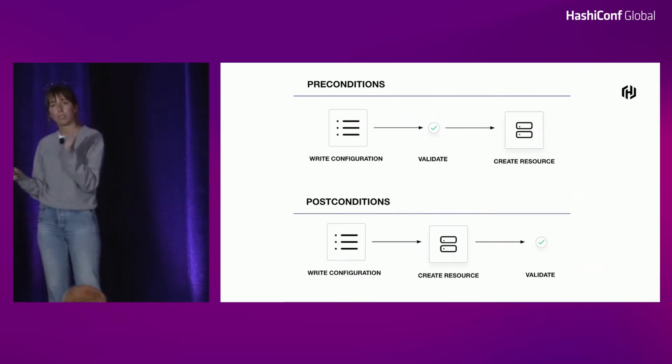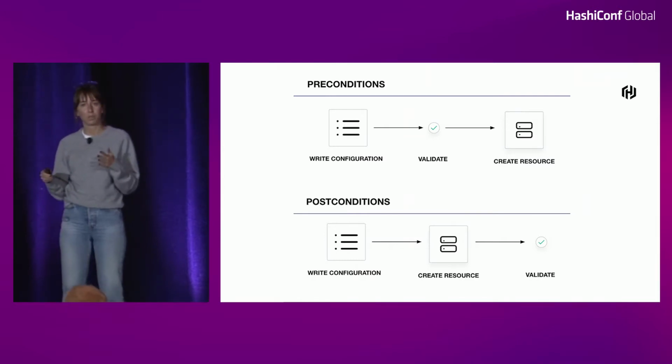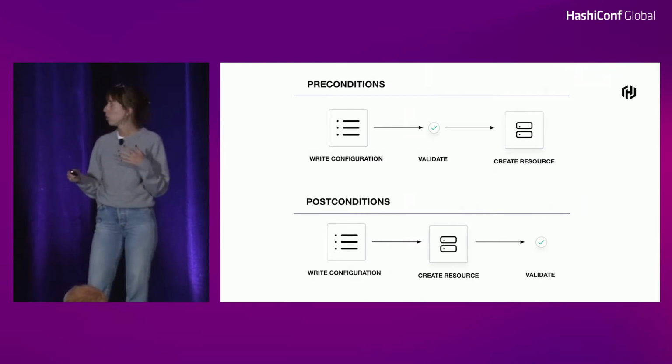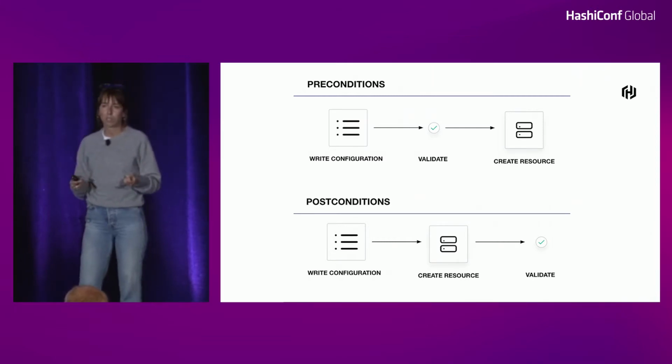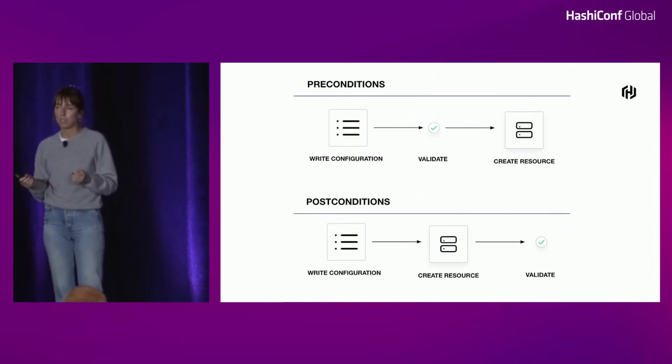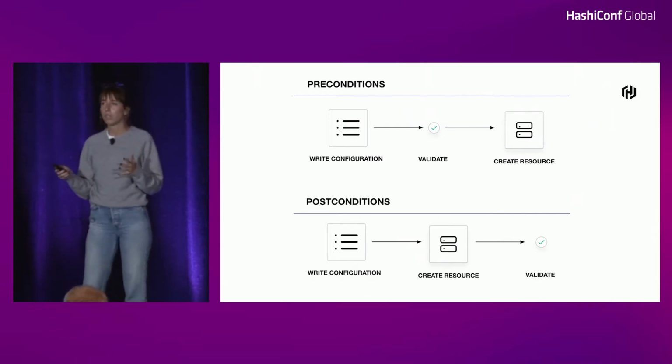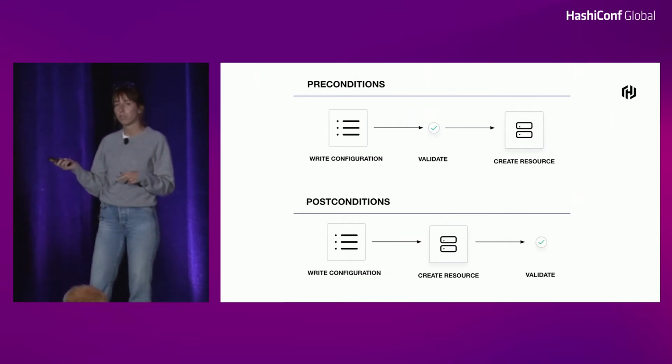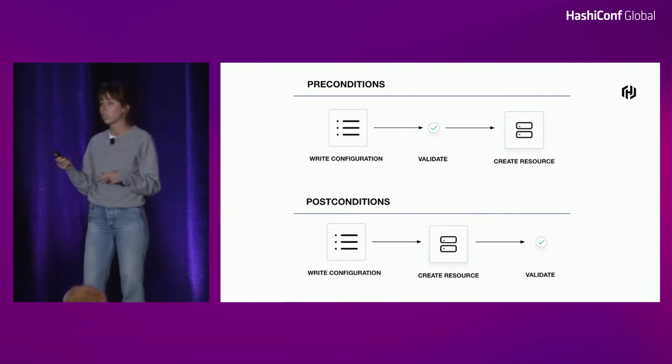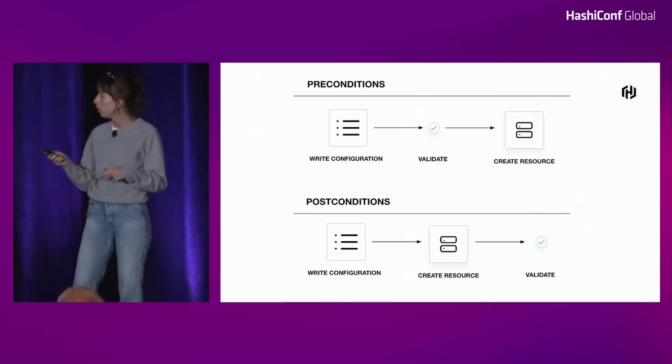Post conditions happen later in that process, so you write your conditions within your resource definition, run your apply, and this is good for generated values. So maybe these are tags that are computed on the instance, which VPC the instance is going to be dropped into. Anything that you don't know ahead of time, this is a good way for you to verify your assumptions that the infrastructure is configured as you expect it to be.